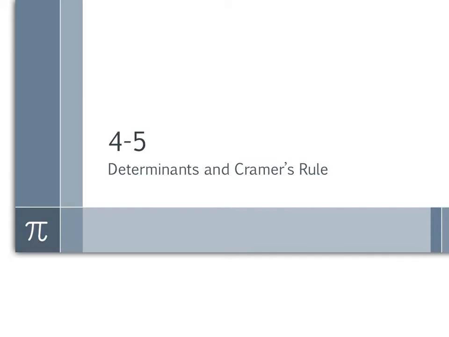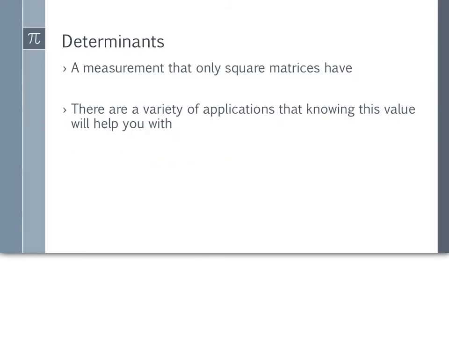So let's talk a little bit about what those are. Determinants are a measurement that only square matrices have. There's a lot of different applications that knowing the determinant of a square matrix can help you with. The first one, and the big one we'll look at, at least in this class, is solving systems of equations. It's really just a way to measure different matrices, and there are certain procedures that will help us determine the determinant of a matrix. So let's talk about that for both 2x2s and 3x3s.